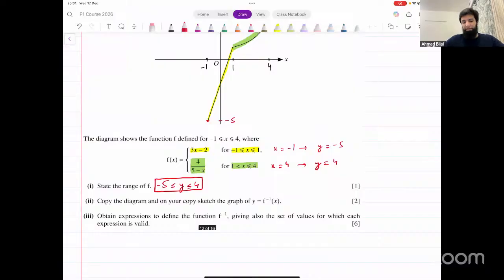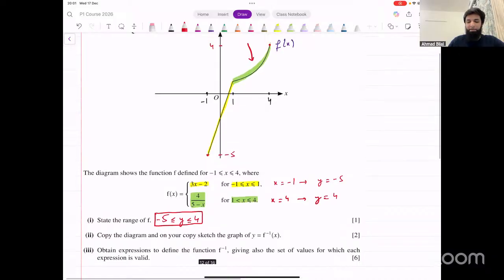Now it says in the second part, copy the diagram and on your copy, sketch the graph of f inverse of x. Remember the relation between f of x and f inverse of x?